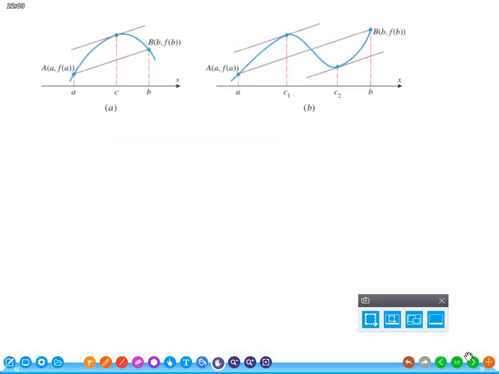Here we have a graph to show the mean value theorem. Here we have c1 and c2. Sometimes we have more than one value. Look here, the secant line AB. I get two values of c, c1 and c2, where the tangent is parallel to the secant line. If one of these hypotheses is not satisfied, it's not necessary to get a value of c, so we cannot apply the mean value theorem or Rolle's theorem.